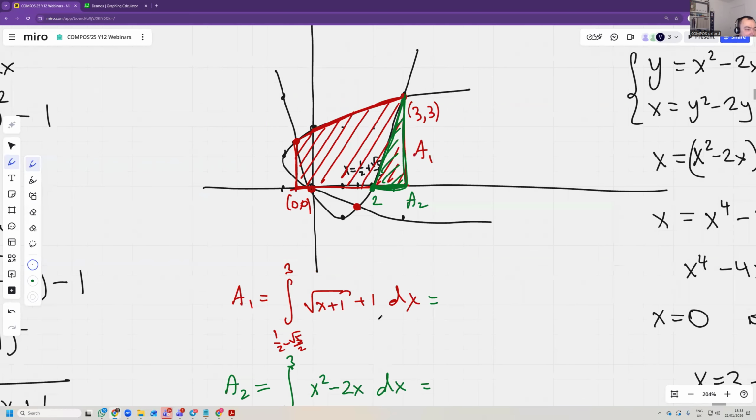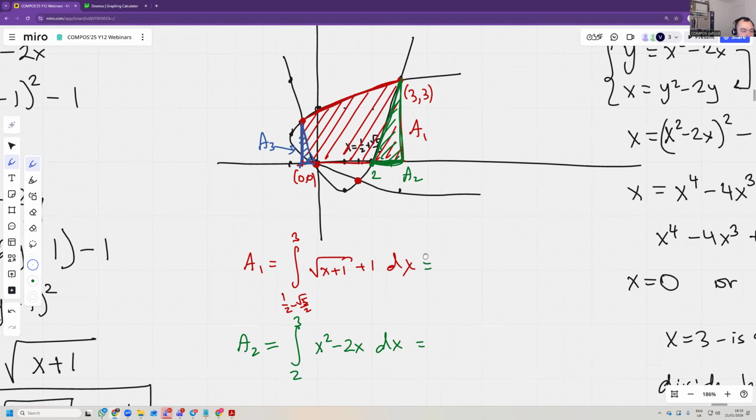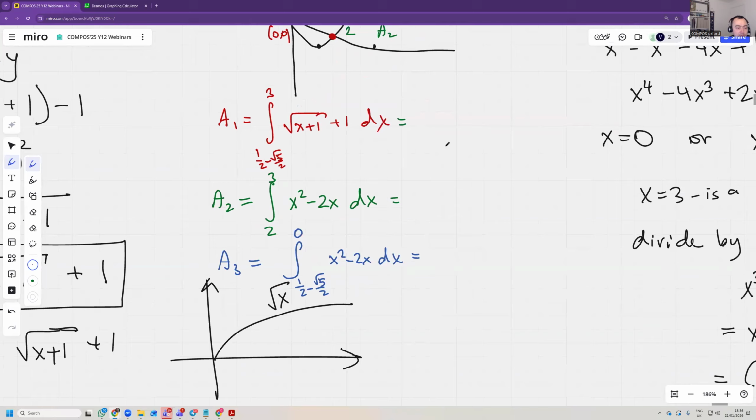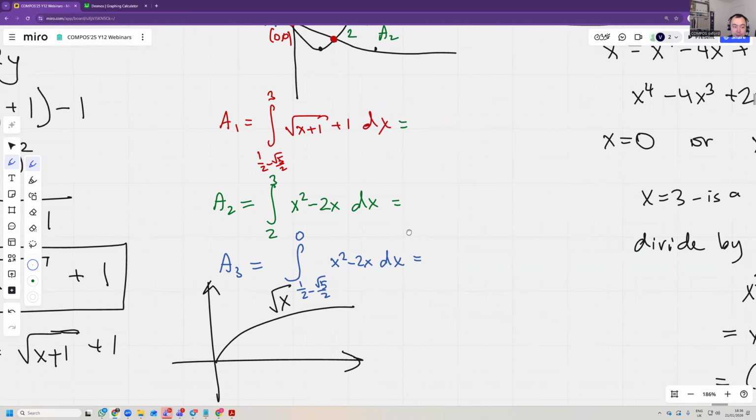And then thirdly, we want this area, which is A3. And A3 is also the integral from a half minus root 5 over 2 to 0 of x squared minus 2x dx. All right, so you've got 3 integrals. They're all calculable.